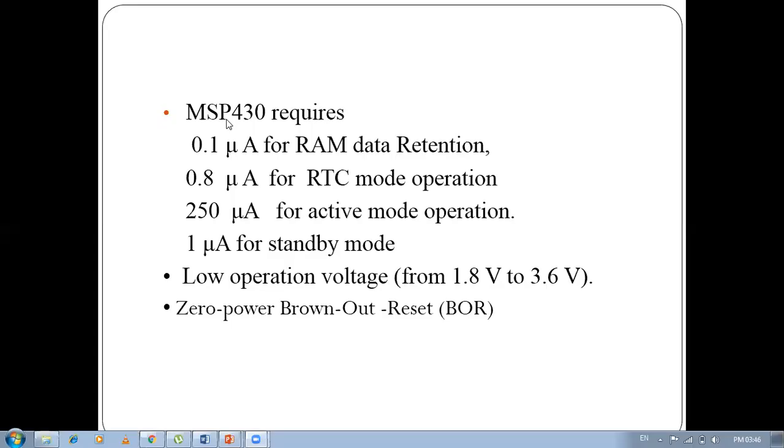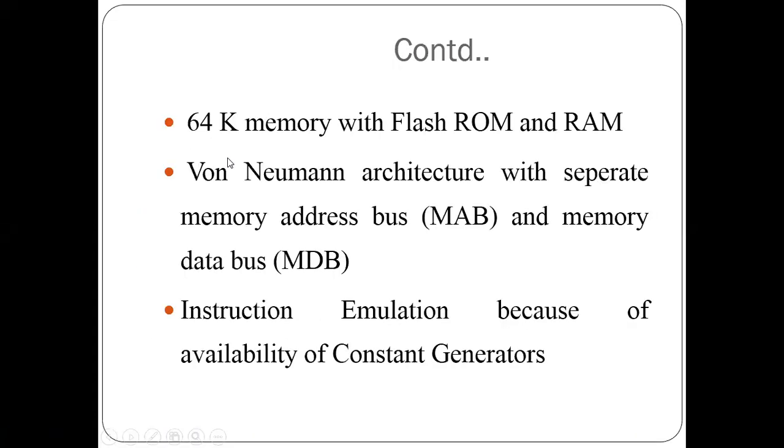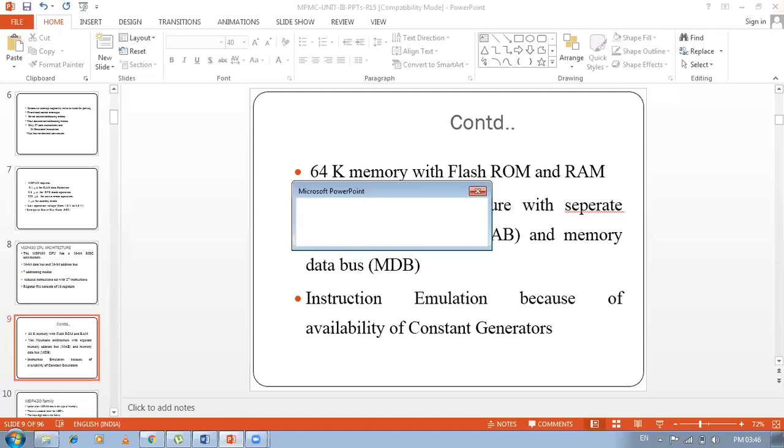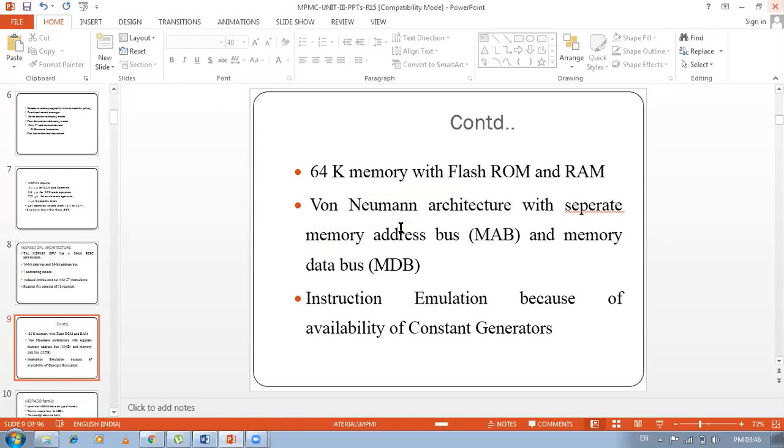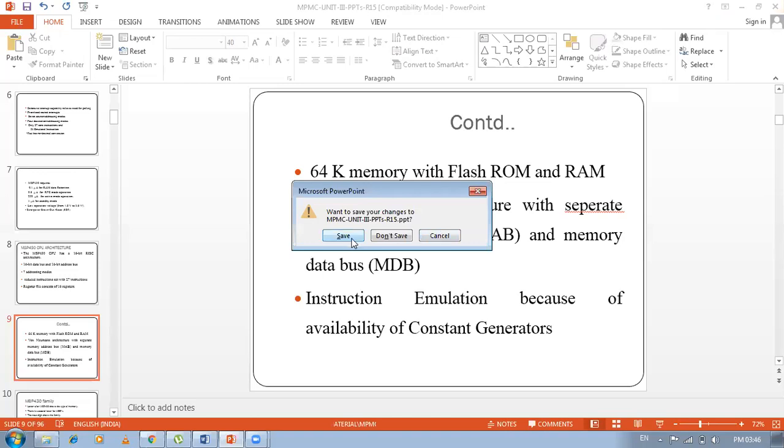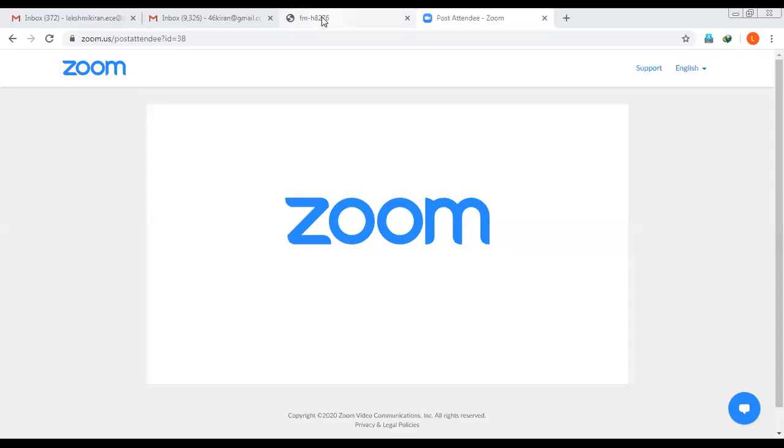Please wait for a while. I will take you to the diagram of it. Yeah, sorry for the delay.